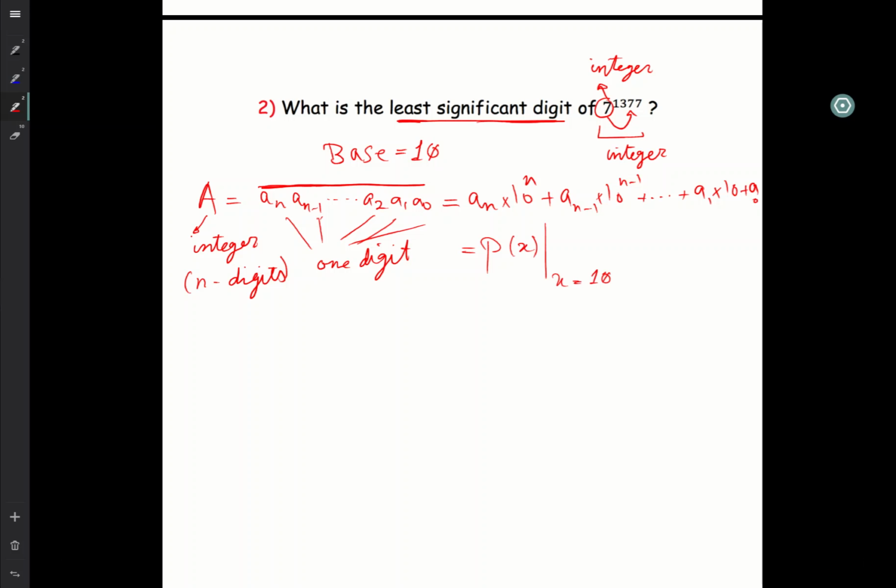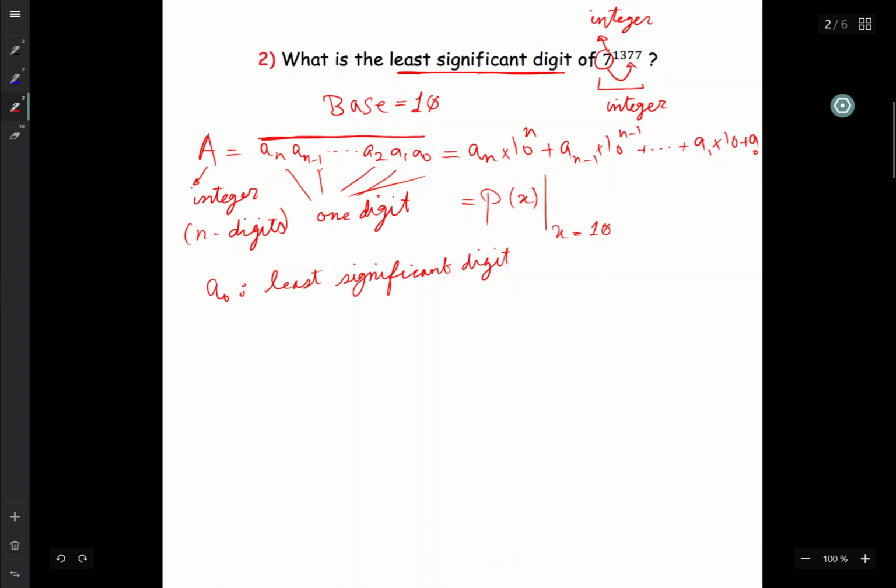Now, if we think about the number, an integer number, as this representation, then a0 is called the least significant digit. And obviously, as you can probably guess, a sub n is called the most significant digit. Okay, and this is true for any base.